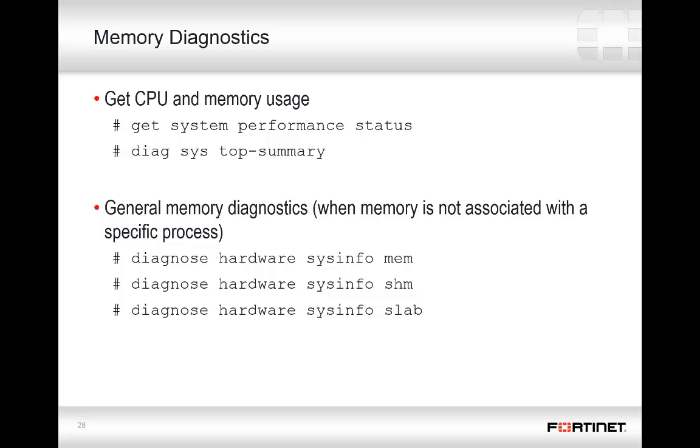Diagnose sys top can also be used to look at memory usage, not just CPU levels. It can be useful when an individual process is consuming too much RAM, but the OS itself will use RAM too. There are some additional commands that can be used to find this type of memory usage.